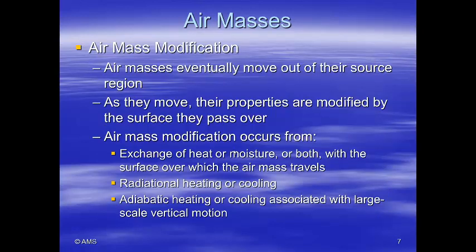Air masses can be modified, so as air masses eventually move out of their source region, they move to some other region. And as they move, their properties are modified by the surfaces they pass over. So air masses are modified, and the air mass modification occurs from things like exchange of heat or moisture, or both, with the surface over which the air mass travels. It can also change its temperature by radiational cooling or heating.